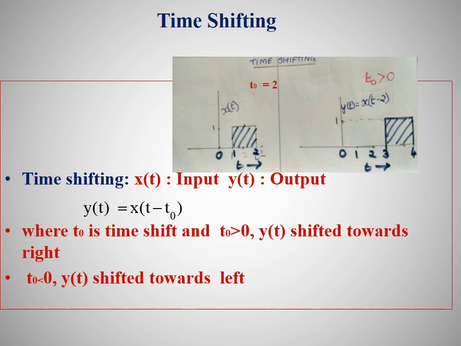Let us try to understand this by considering the example given here, where a square wave exists between 1 and 2 with an amplitude of 1, which is given as x of t. Y of t is going to be shifted by 2 units. That means it is going to be shifted as x of t minus 2. T naught, as can be seen, is a value greater than 0, which means it is 2. Hence, the starting point, which is at 1, would become 3, and the ending point, which is 2, would now become 4.